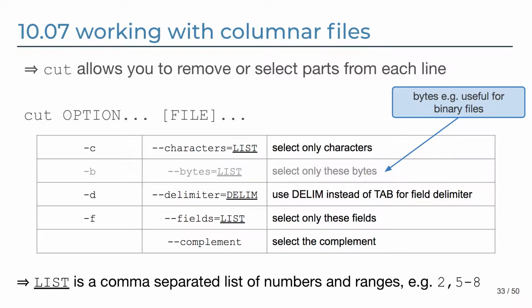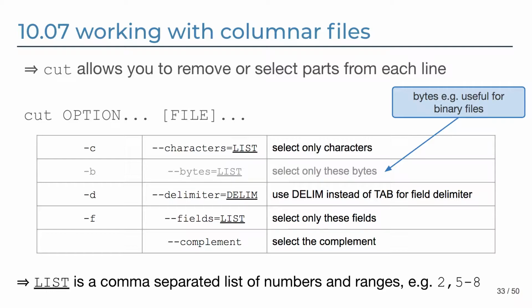What cut allows is to basically remove or select parts from each line, meaning effectively it can extract one or more columns and then return them. It works like this: first you have the -c option, which selects characters. We could also use -b, but the difference is bytes versus characters. Remember we have different string encodings. UTF-8, for example, can be 1 to 4 bytes for one character.